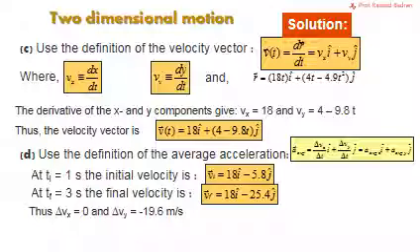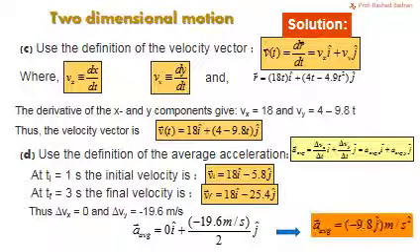Now delta v x is obviously 0, because in the initial and final value the x component is the same, while delta v y is minus 19.6 meters per second. Now applying the formula for the average acceleration, you're going to get an answer of minus 9.8 j hat meters per second squared. That is the average acceleration in this example. And the answer can remind us of the acceleration due to gravity as well.